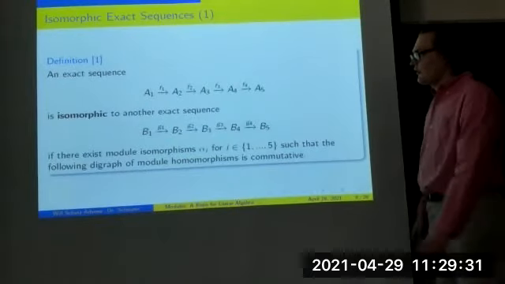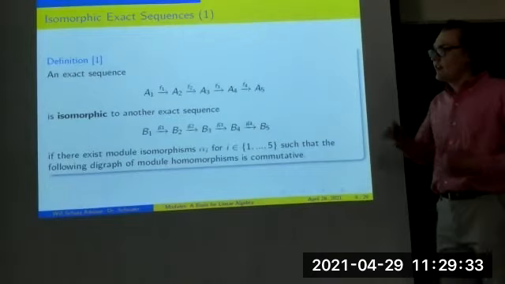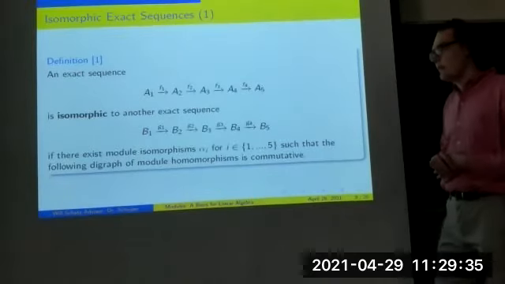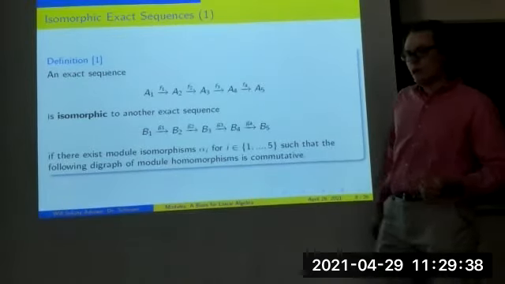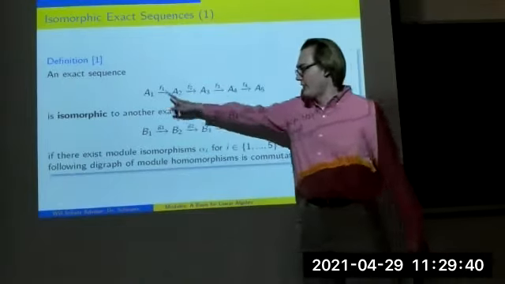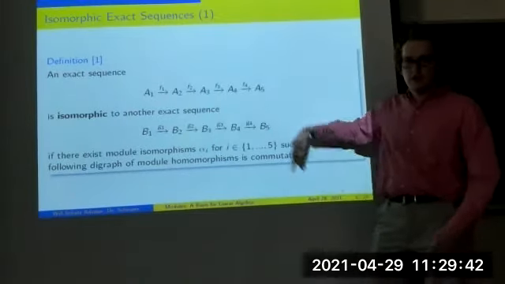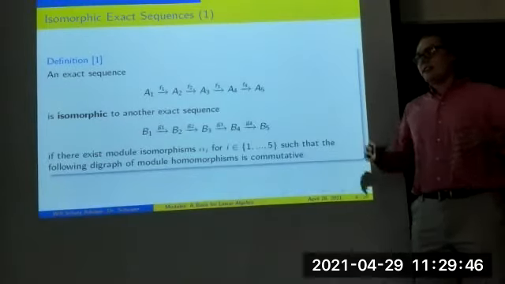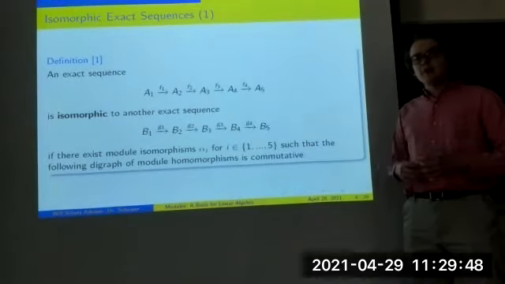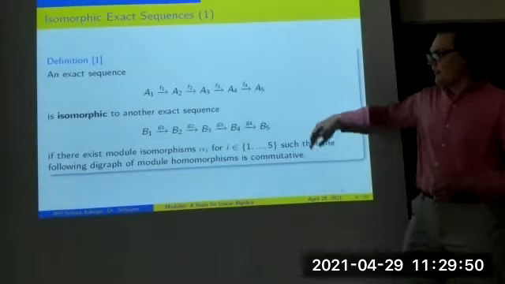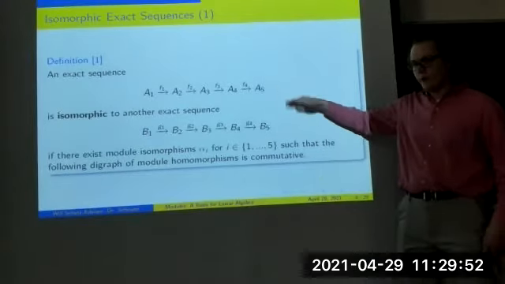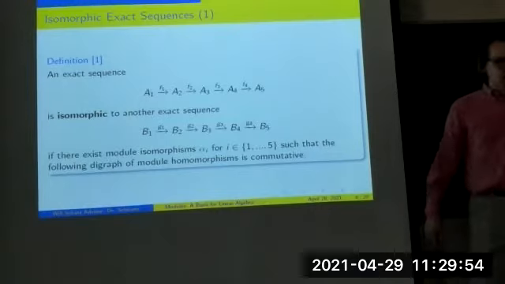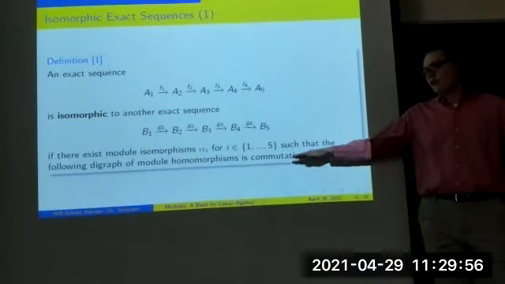Now, we want to introduce some kind of equivalence relation on exact sequences themselves, not just the modules. And that's obviously going to involve module isomorphisms going between each component of the sequence. But we also want something to make sure that the module homomorphisms themselves are behaving similarly in between both sequences. And the way we're going to do that is with this property called commutativity.